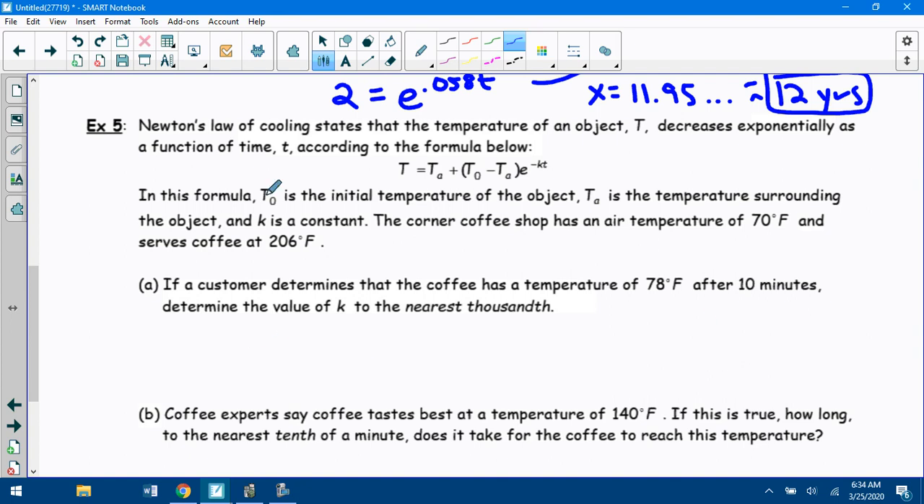T sub 0 is the initial temperature of the object. Any idea what that would be? Well, the object we're talking about is the coffee, and the coffee shop serves it at 206 degrees. That's the coffee's initial temperature. T sub A is the temperature surrounding the object. What's that going to be? 70, because the air temperature is 70 degrees. So 70 is T sub A.